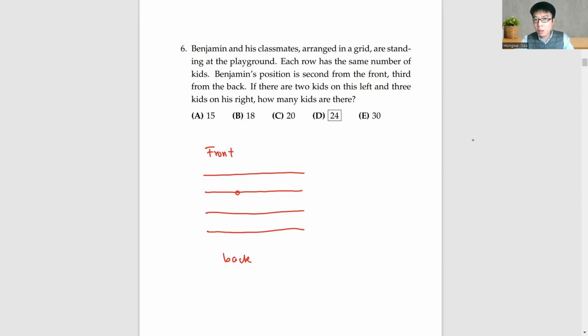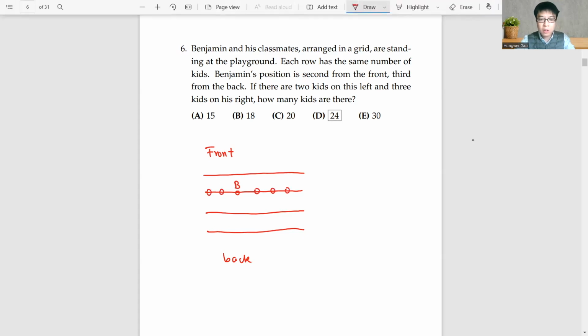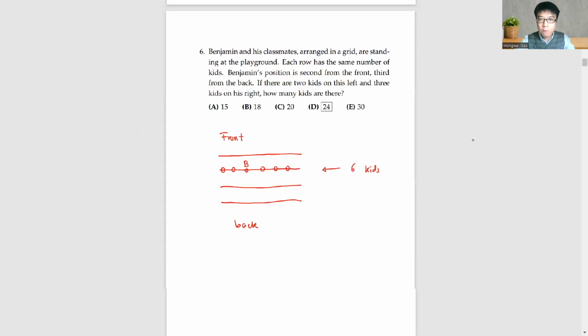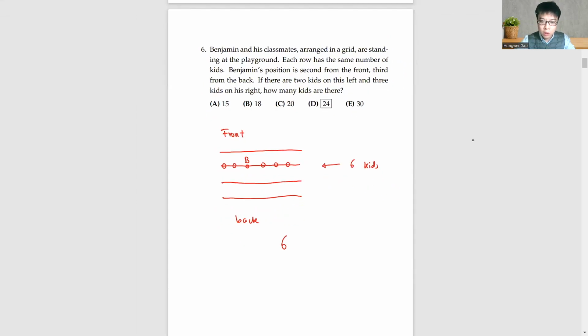Now we consider how many kids are in each row. There are 2 kids on his left and 3 kids on his right. So we see that in total each row has 6 kids. Because we have 4 rows in total, the answer is 6 times 4, which is 24. The answer here is D, 24.